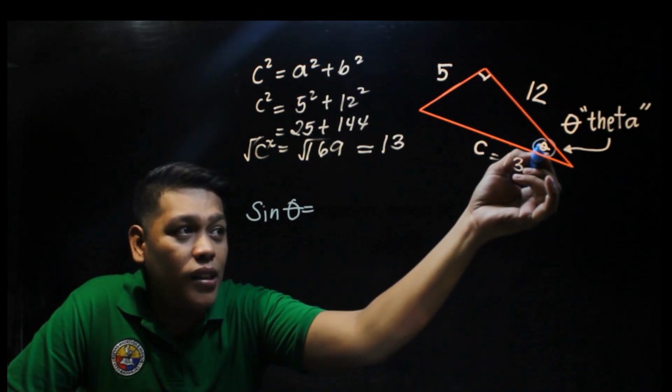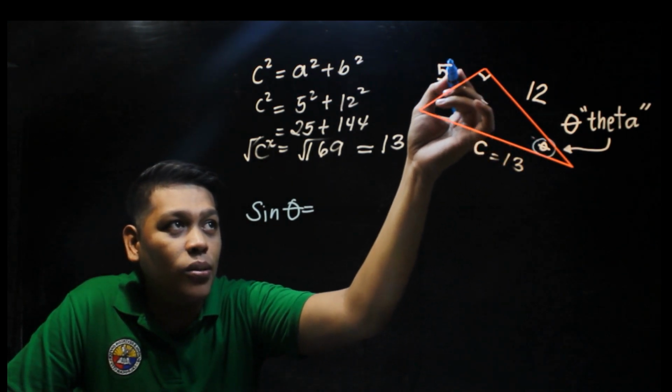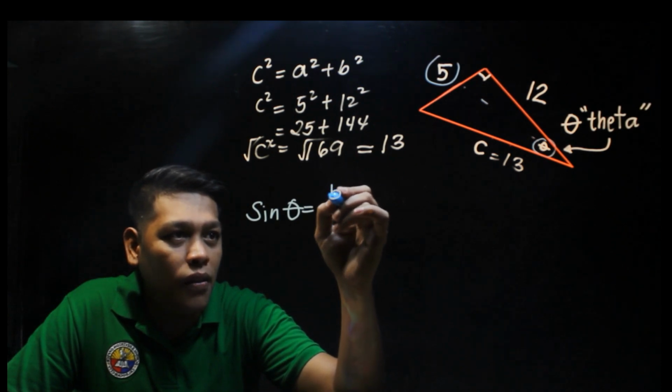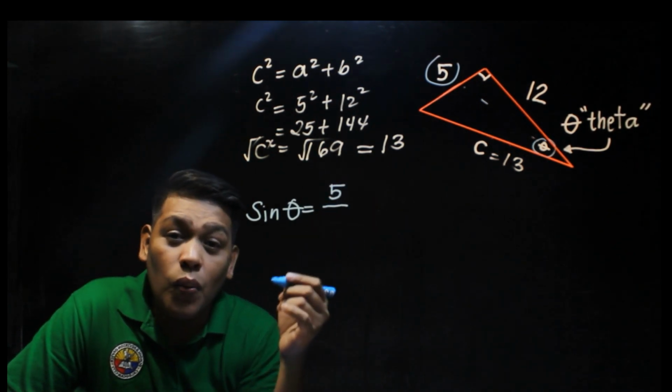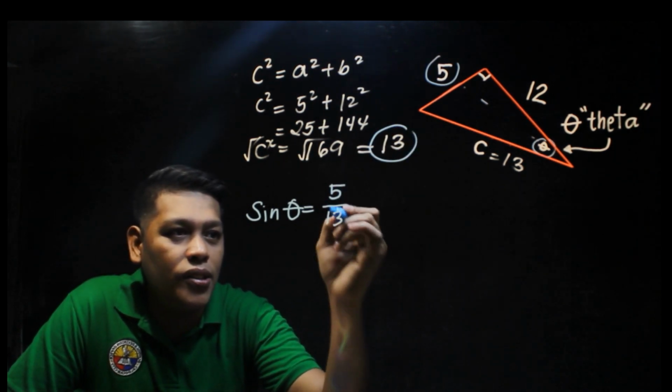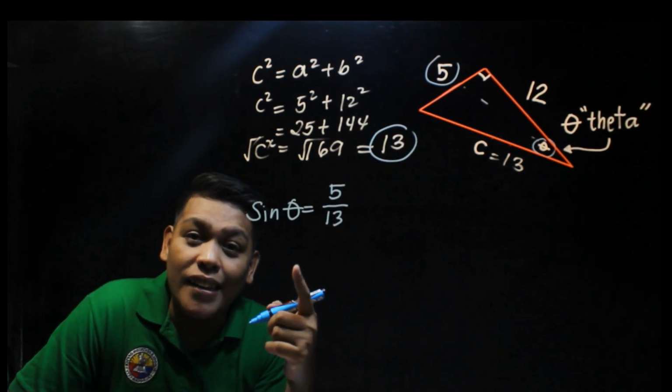What is the opposite nito? Ang opposite niya ay itong 5. Opposite niya, side is 5. So, 5 over, what is the hypotenuse? Ito yung kinuha natin kanina. Over 13. So, yan yung sine theta.